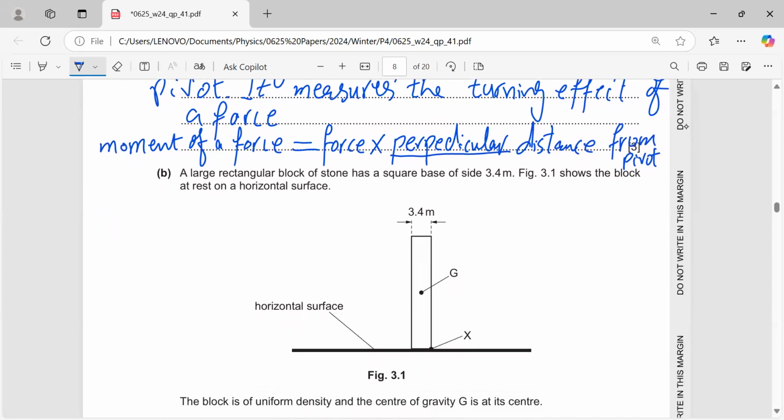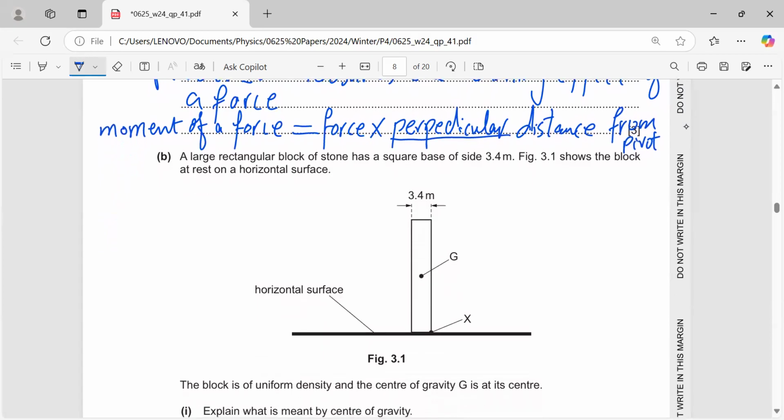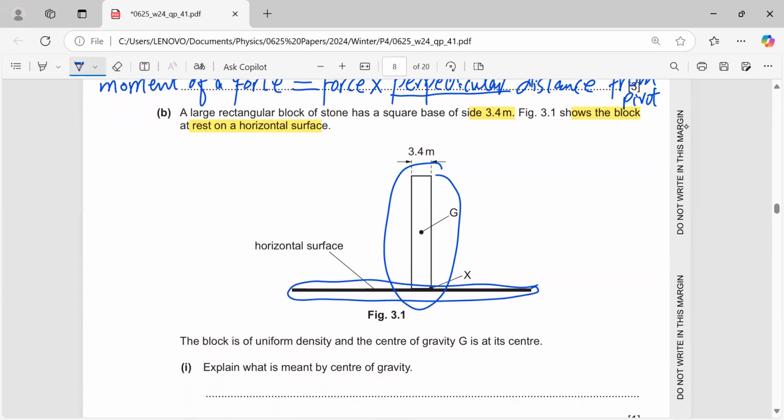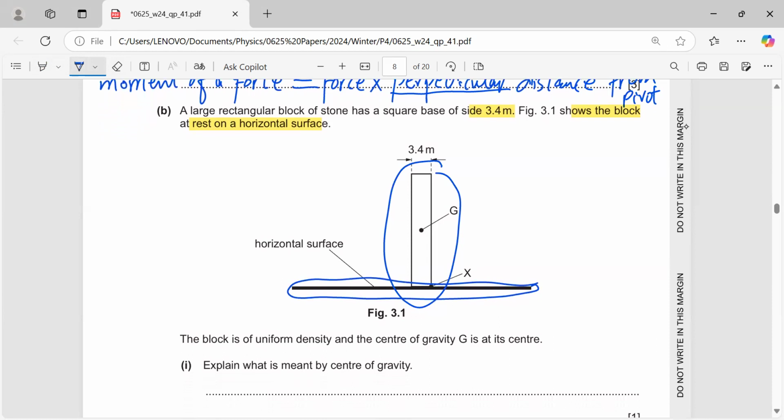The next part is a large rectangular block. Here, this is the large rectangular block of stone, which has a square base of side 3.4 meters, as given to us. Figure 3.1 shows the block at rest on a horizontal surface. You will see that this is the horizontal surface on which the block is resting. The block is of uniform density and the center of gravity is exactly at its center.